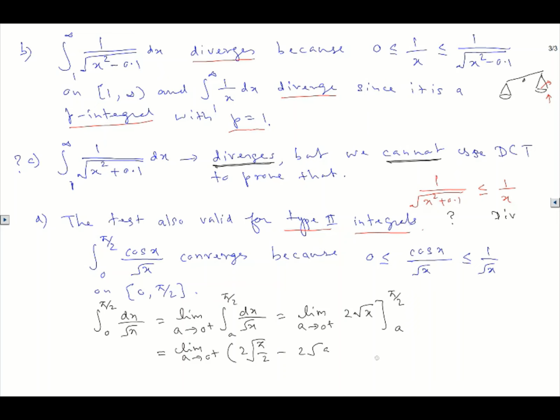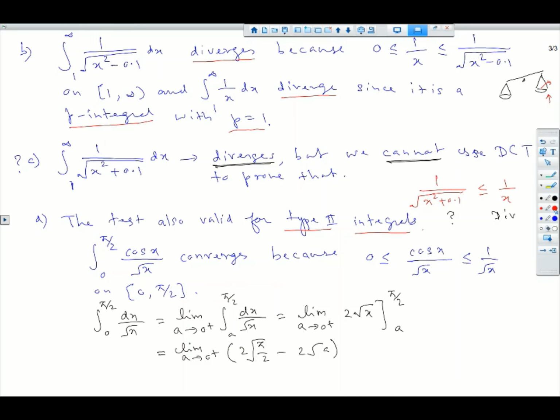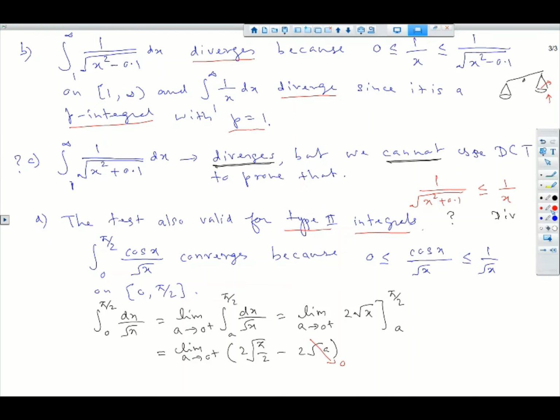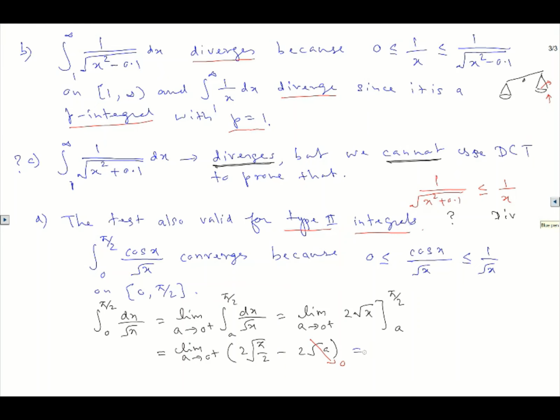As a goes to 0 plus, this one goes to 0, so you simply end up getting 2 square root of pi over 2. Okay, so that's finite. So the infinity is finite. That means the larger one has a finite value. So if the larger one is finite, then by the direct comparison theorem, this smaller one converges.